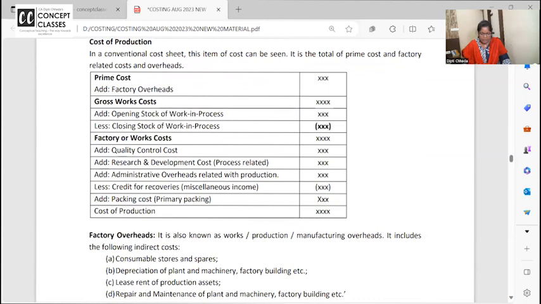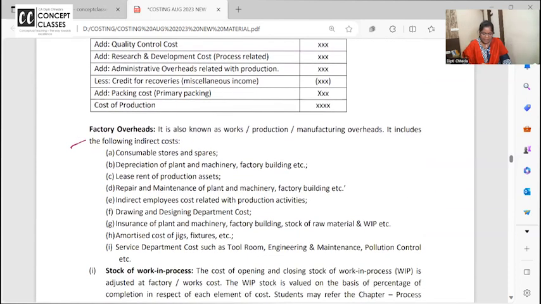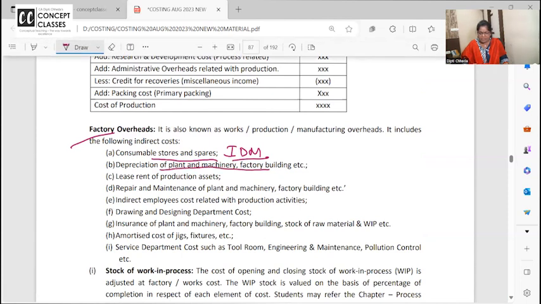Now after this, what will come in the factory overhead? Factory related consumables and stores, this I call indirect material. From leather, I'm making leather sheets. But along with that, I need beads, laces, soles, right? All that will be my indirect material in factory overhead. Depreciation of the plant and machinery, lease rent of the production related assets.